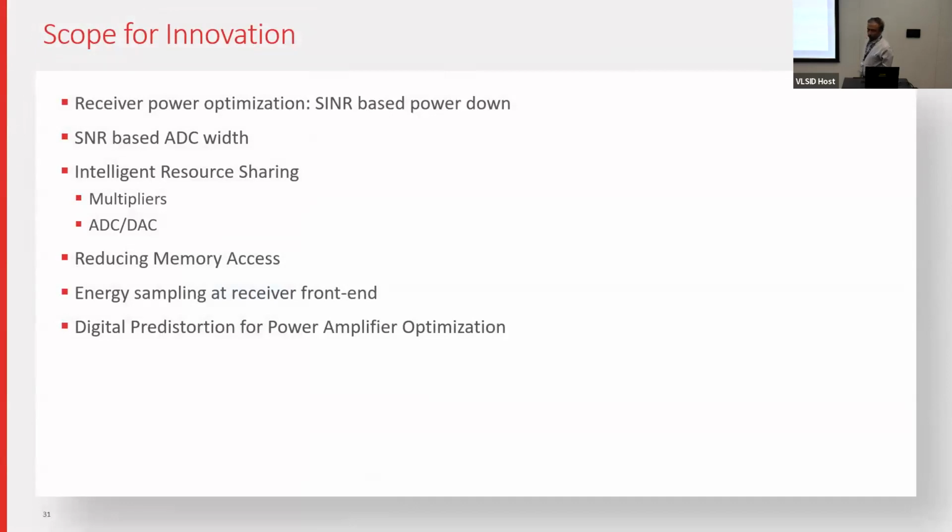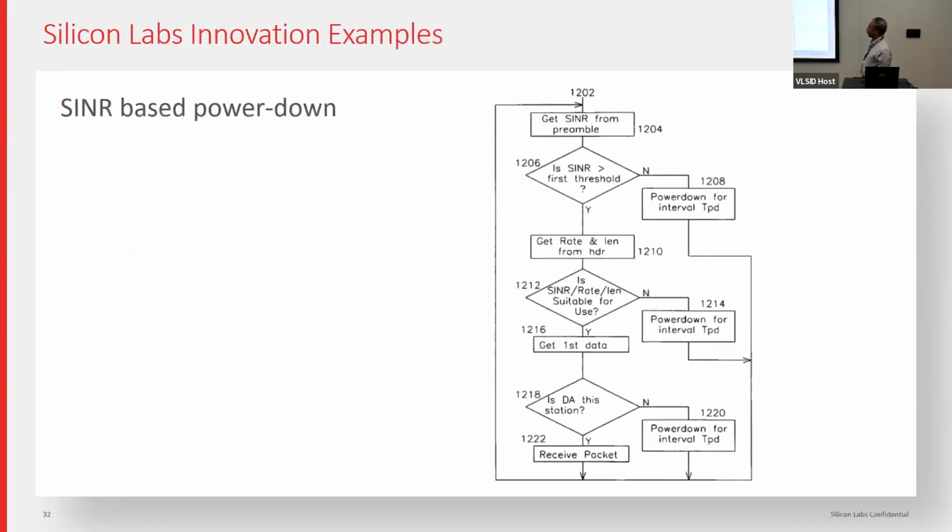Okay, so you can do a lot of things. You can do many other things for innovation. You can intelligently change your ADC. You can reduce memory access. Every time you access memory, it takes energy, and all those things we can do.